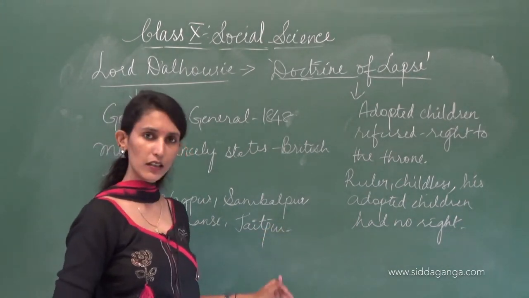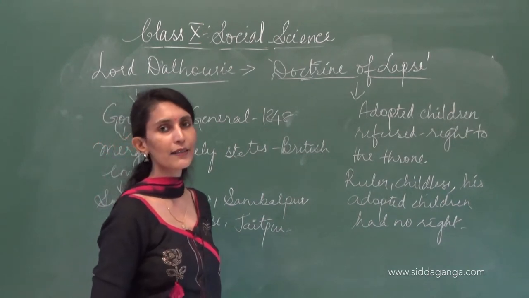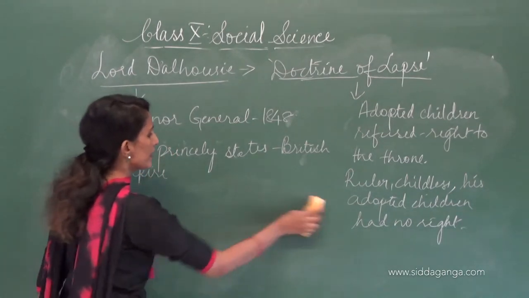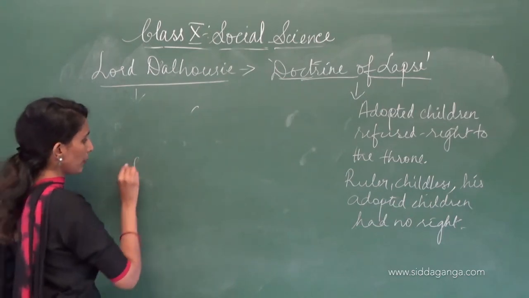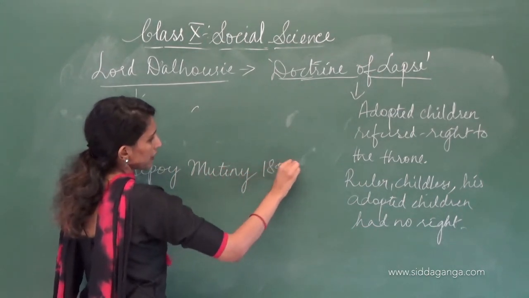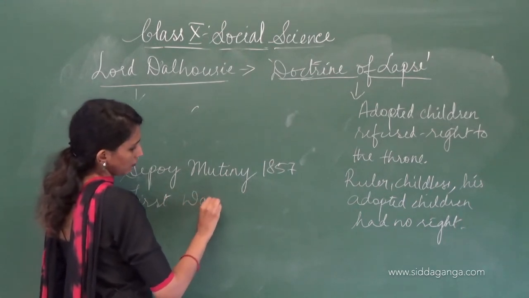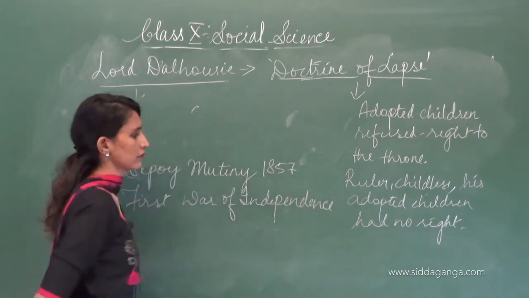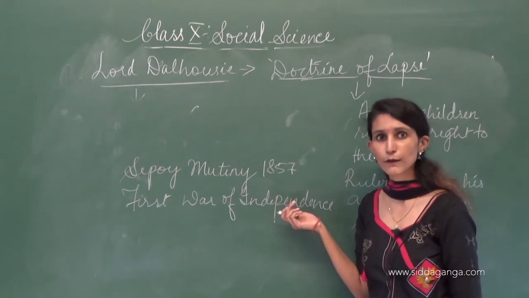Now, all this, Lord Dalhousie coming and all these policies, ended in the First War of Independence in 1857, or the Sipahi Mutiny of 1857. All that was happening in India ended with the Sipahi Mutiny of 1857, also called the First War of Independence, between the English and the Indian territory. With this, I end the second lesson for you.